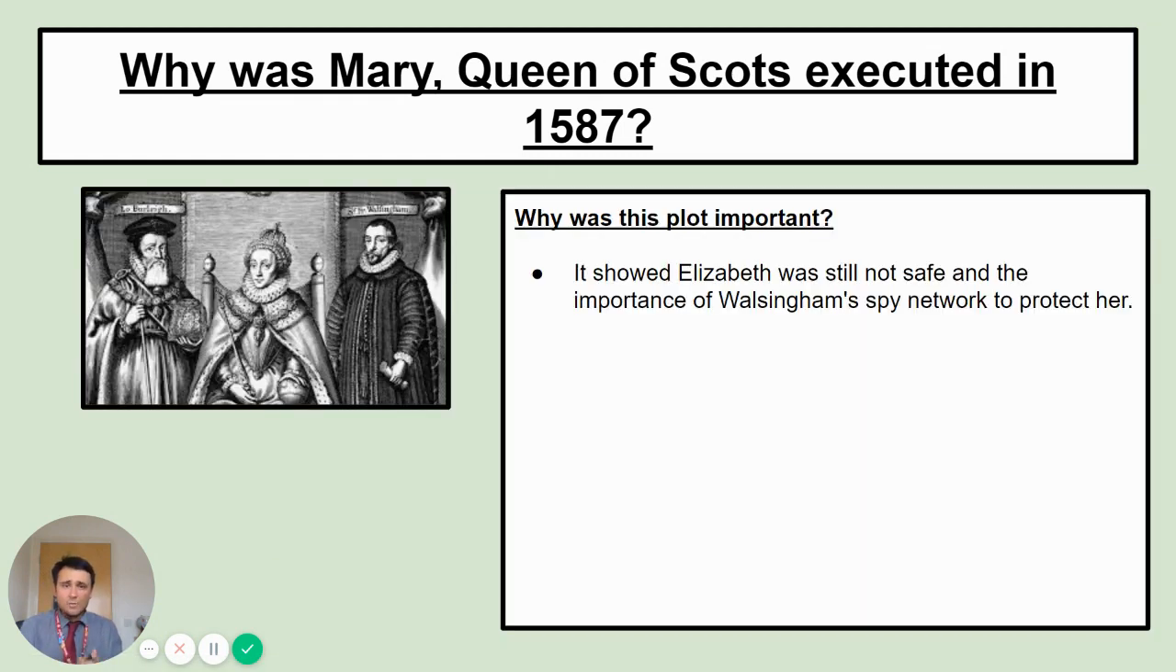Okay, so why was this plot important? Well, first of all, it showed Elizabeth was still not safe. We've seen the Revolt of the Northern Earls. We have seen the Ridolfi plot, the Throckmorton plot. Now we've got the Babington plot. Catholics are trying to get rid of Elizabeth.